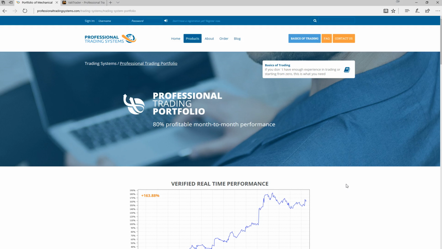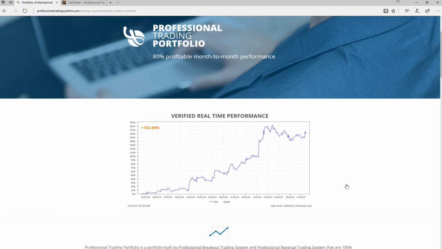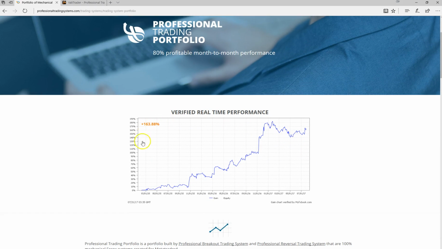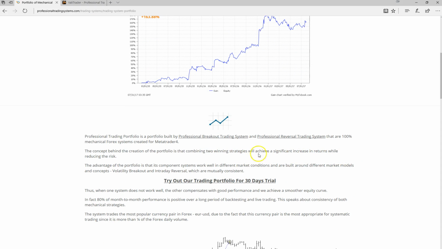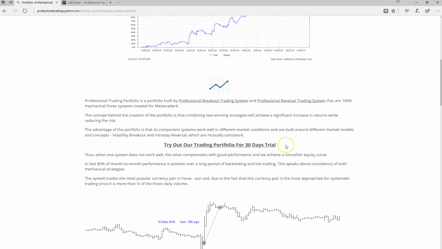So if we just have a look at the professional trading portfolio page, this is a MyFX book, or a link to a MyFX book verified real-time performance chart of the portfolio that's been trading since the start of 2015. So 163.88%. So that's getting updated as we speak. So that's still a current tracked account. We've got a bit of information about both systems, what I've pretty much just gone through. There is a 30-day trial period for the professional portfolio system.